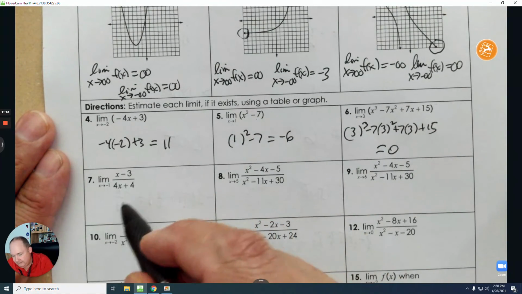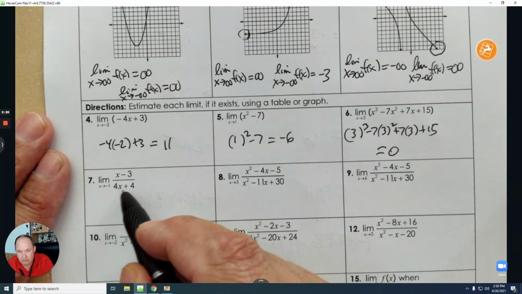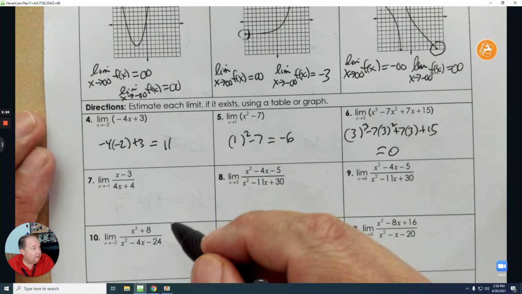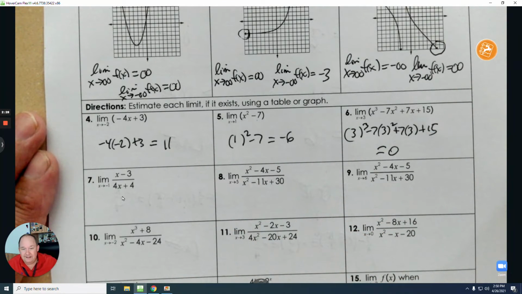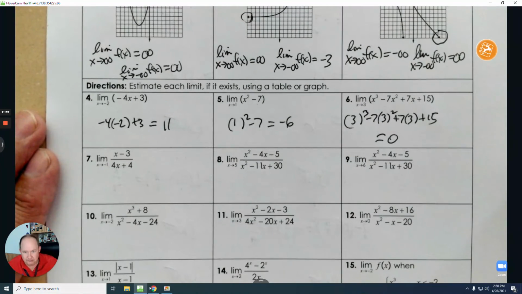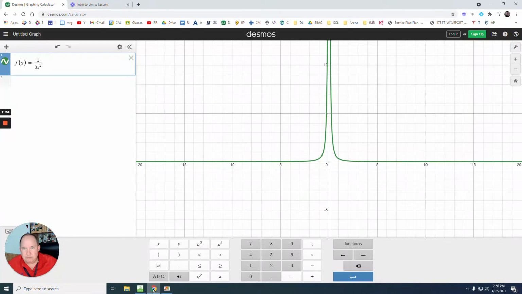Number 7, if I evaluate at negative 1, 4 times negative 1 plus 4, well, if I evaluate at that, I want you to notice that it's not continuous at negative 1. So let's use a table for this one so you can see how that looks, and look at the graph too. So let's look at both.